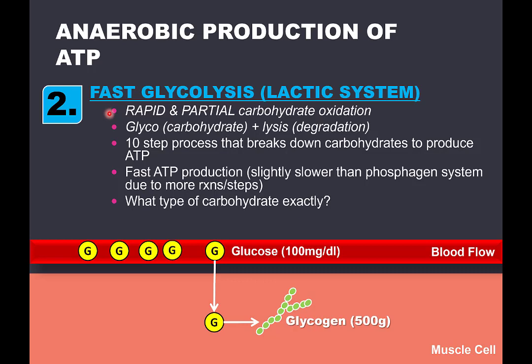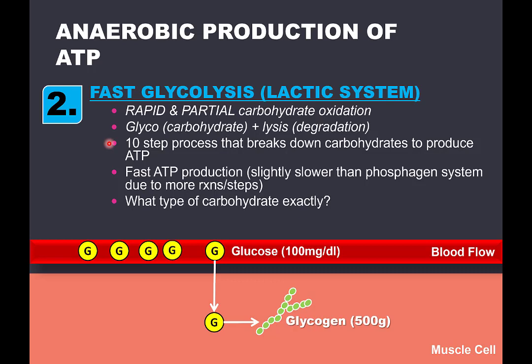meaning the carbohydrate fuel molecule is not fully broken down after glycolysis, and that at the end of glycolysis, there is still energy left in the fuel molecule. Now remember before, as we discussed the phosphagen system, the rate at which ATP is produced from a single fuel molecule depends on the number of reactions involved. The more reactions, the more time it takes to yield ATP. So fast glycolysis requires 10 reactions to break down the carbohydrate fuel molecule to produce ATP. This is still very fast, but not as fast as the phosphagen system.